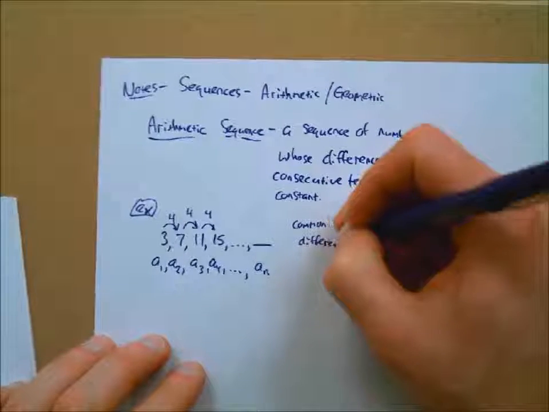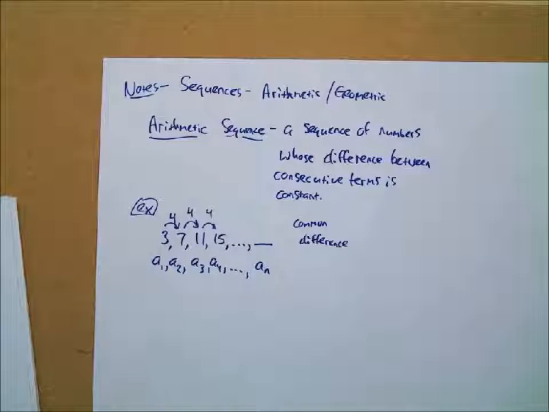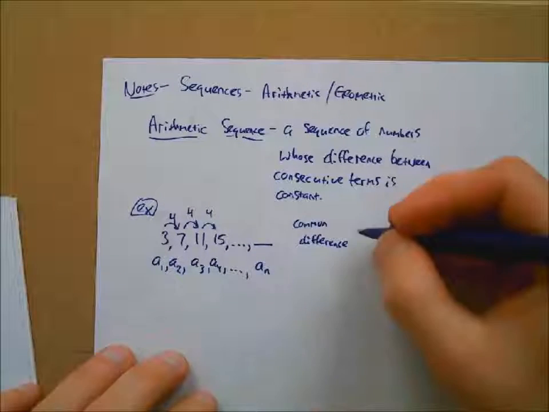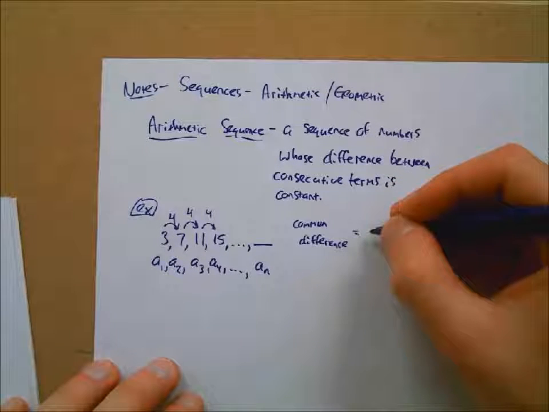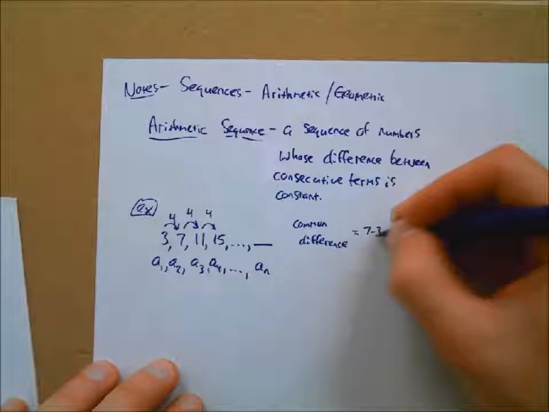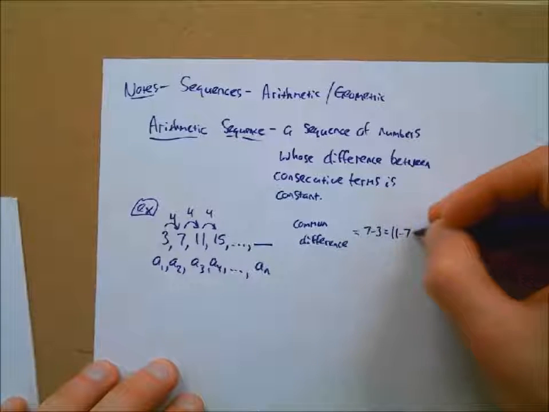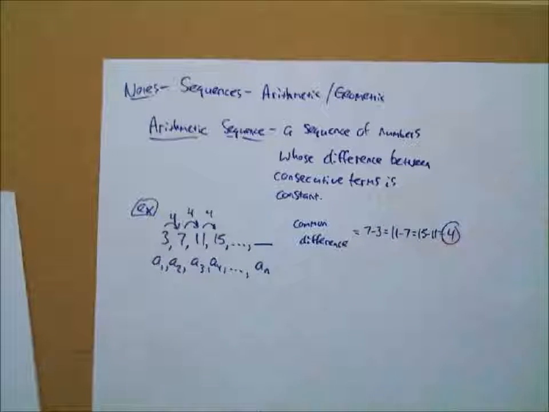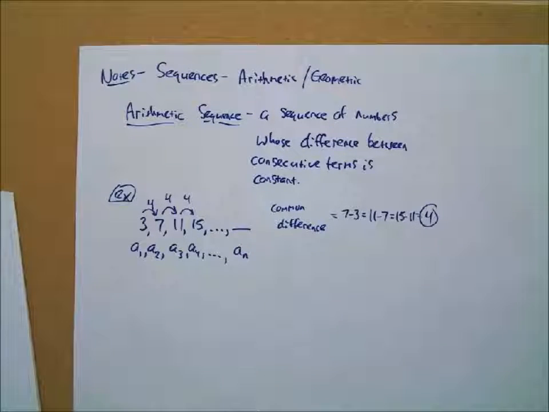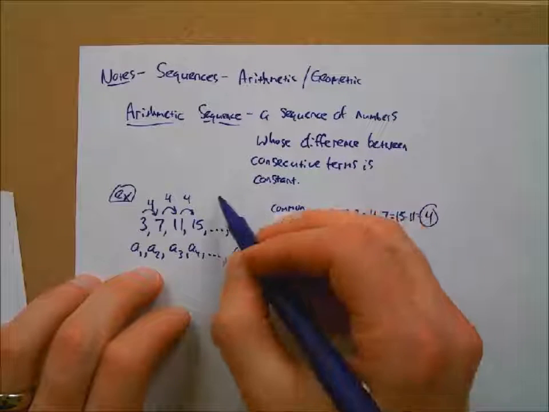Since it's arithmetic, it must have a common difference. And what is that common difference here? 4. Consecutive terms. So you could do 7 minus 3, or 11 minus 7, or 15 minus 11, and all those are going to equal 4, the common difference. So it is arithmetic.